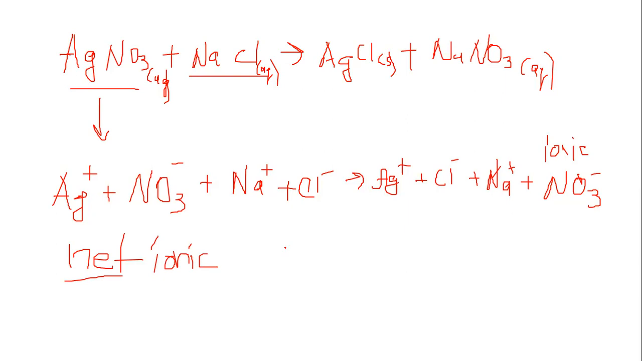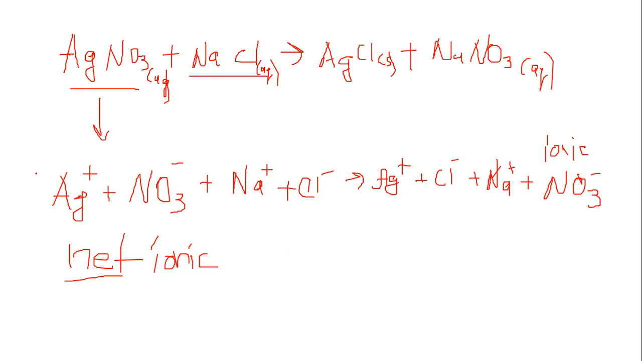The final ionic equation. So how do we make it? We need to cancel out ions. We need to delete ions from the left-hand side and the right-hand side. Let's just delete common ions from the left-hand side and right-hand side.